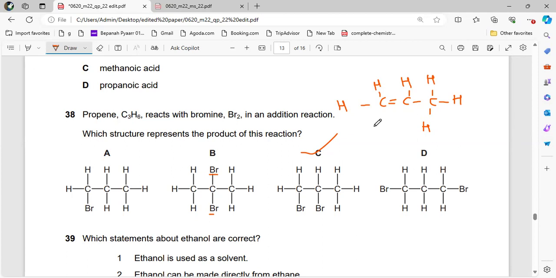Okay, so this is the structure of propene, and there is a double bond between the first and second carbon atom. Whenever you are going to add bromine, this bromine will be added where the double bond is present. So the bond here will break and it will form bonds here. So there will be two bromines added here. So this C option is correct.